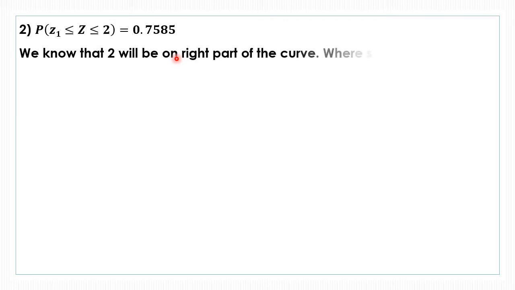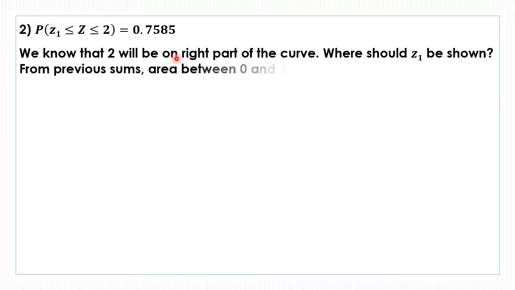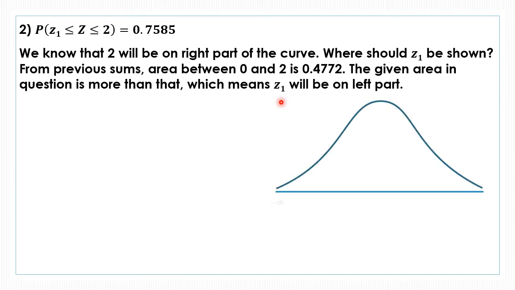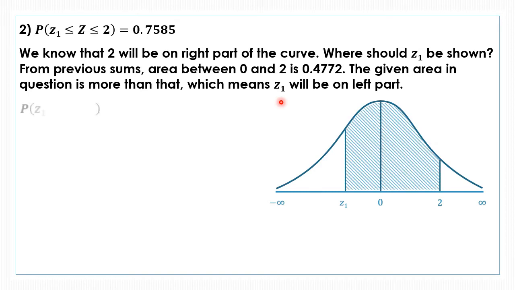Now here P(z1 ≤ Z ≤ 2) is to be calculated, which is 0.7585. We know that 2 will be on the right hand side of the curve because it is a positive value, and the area between 0 and 2 is 0.4772. That we already know, but the area in the question is more than that. That means when we calculate the area between z1 and 2, it is 0.7585, and 0 to 2 is 0.4772, which is less than that. That means z1 will be on the left part of the curve. So when we draw the curve: z1 on the left part and 2 on the right part, and this is the highlighted part which we are going to calculate.